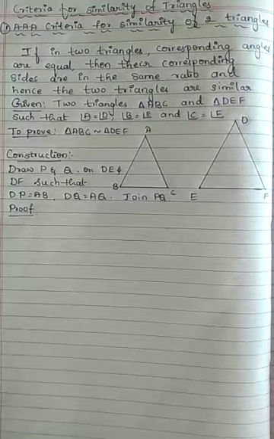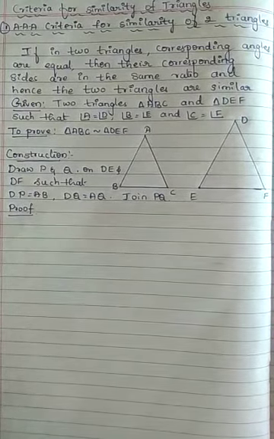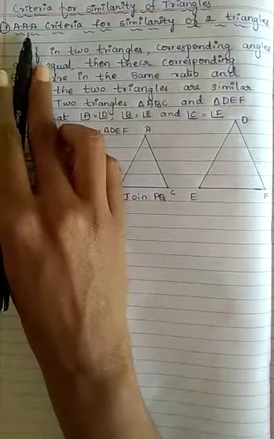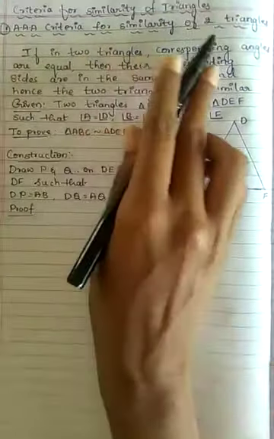Hello students, in our previous videos we have discussed Thales theorem and we solved problems related to it. In today's video we will see the criteria for similarity of triangles. So the first one is AAA, that is angle-angle-angle, criteria for similarity of two triangles.